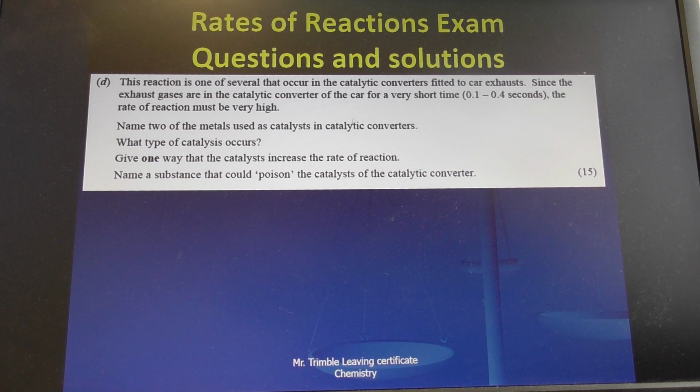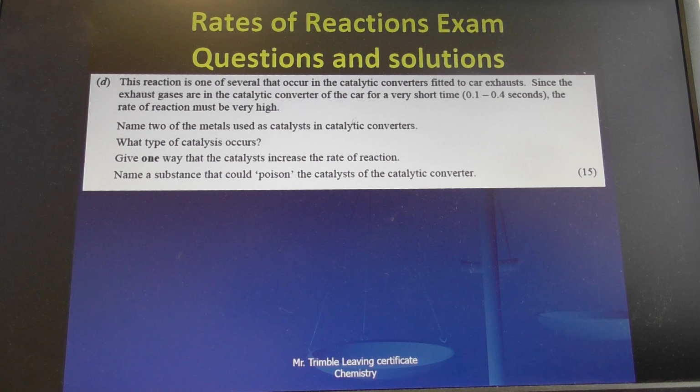Name two metals used in the catalyst of the catalytic converter. So any of the ones I said: platinum, palladium, or rhodium. We said those in one of the other videos. And name two of the metals used as catalyst in a catalytic converter, that's done. What type of catalyst?